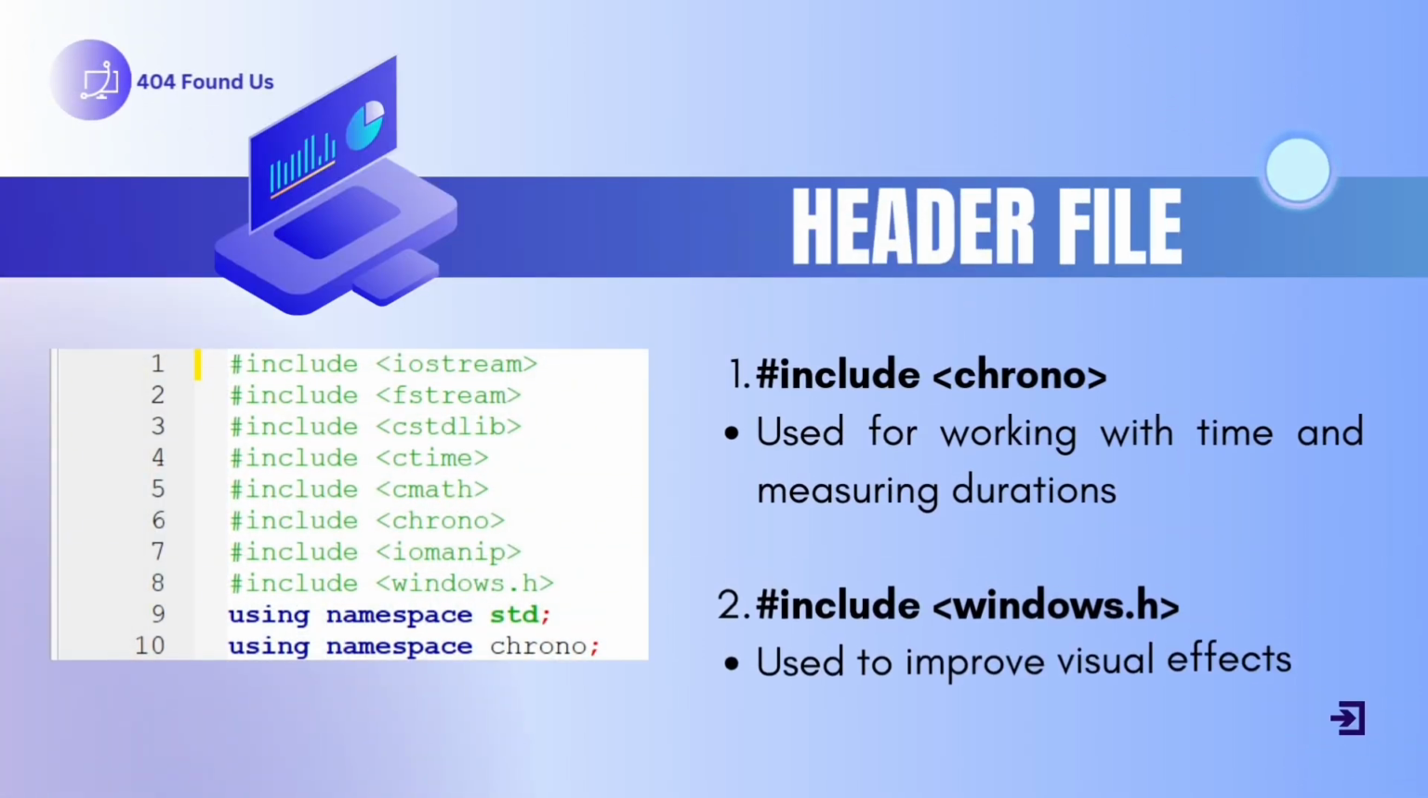Variable and explanation. Header file. First, include chrono. This header file is used for working with time and measuring duration. Second, include windows.h. This header file is used to add visual effects.